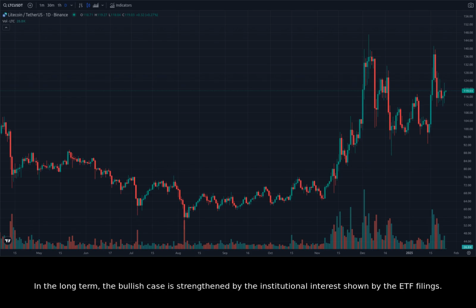In the long term, the bullish case is strengthened by the institutional interest shown by the ETF filings. However, regulatory uncertainties and market volatility remain factors to consider. Keep an eye on the volume. High volume moves above resistance levels will likely confirm upside momentum. Low volume corrections are less concerning, but sustained low volume can point to weaker price action.